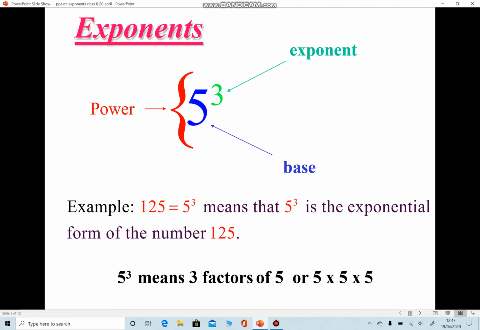When we say, children, exponents and powers, have a look at 5. This is the base and 3 is the power, that is the exponent. So for example, 5 raised to the power 3 means 125. That means 5 raised to the power 3 is the exponential form of 125. So 5 raised to the power 3 means 3 factors of 5: 5 into 5 into 5.